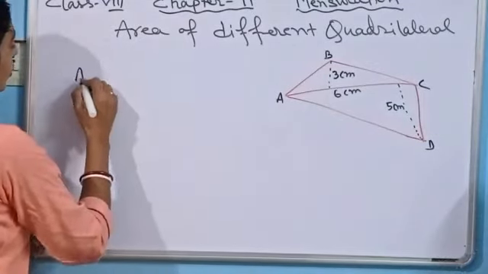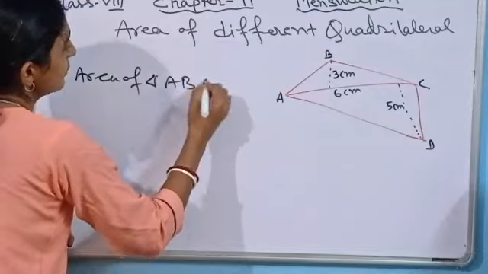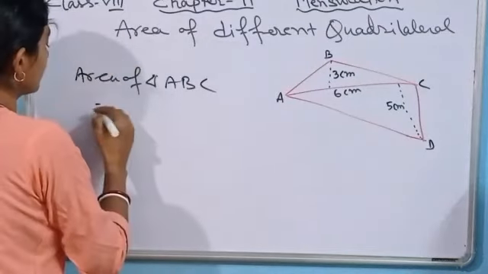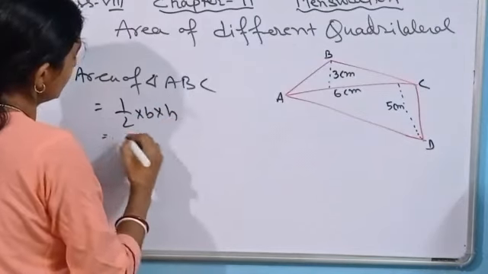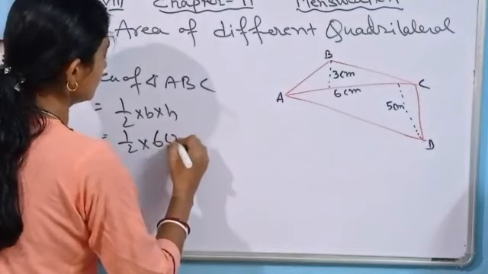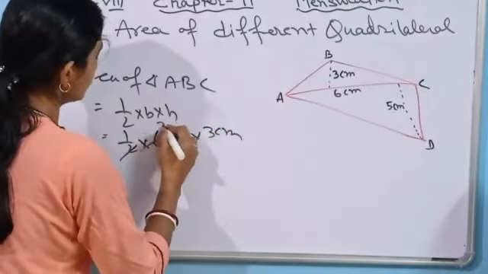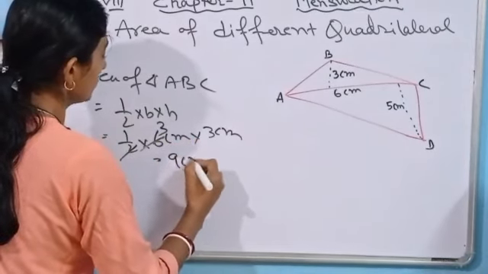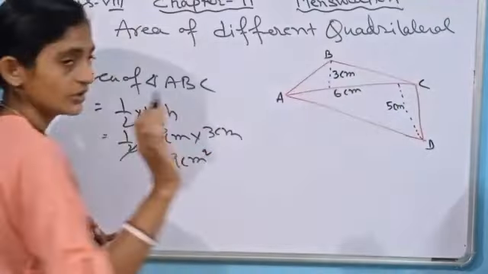So area of triangle ABC. Yes. So what is the formula? It's half into base into height. So what is the base? Here the base is the diagonal, that is equal to 6 centimeter, and height it is given 3 centimeter. So let's cancel these two. So what you are getting, that is equal to 9 centimeter square. This is the area of the triangle ABC. First one we have got.